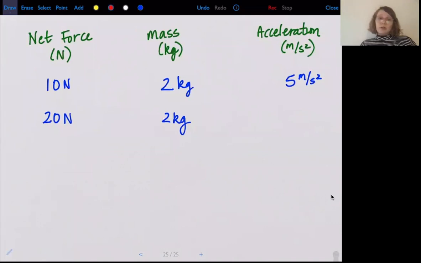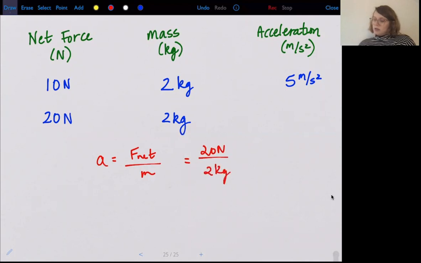Well, hopefully you remember that there's a direct relationship between net force and acceleration. So that means that the acceleration should increase, right? If we increase force, then acceleration should also increase. And if we plug this in, divided by mass, we find that that is true. 20 newtons divided by 2 kilograms is equal to now an acceleration of 10 meters per second squared.